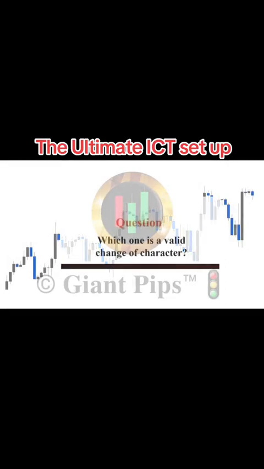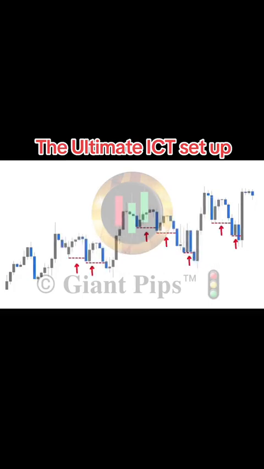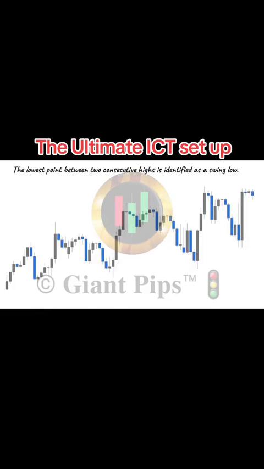So here is the question. Which of these breaks are valid and considered a change of character? To answer this question, first we must identify our swing lows. In the bullish scenario, the lowest point between two consecutive highs is identified as a swing low. Here we have two consecutive highs. So the lowest point between these two is our swing low. As long as the price stays above this level, it represents a bullish market and we will only look for buying opportunities. And for a valid change of character, we need to have a candle that breaks and closes below.